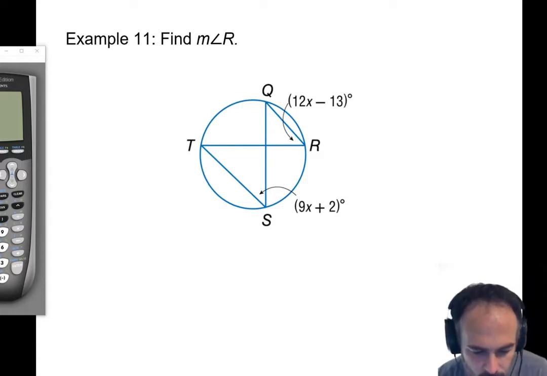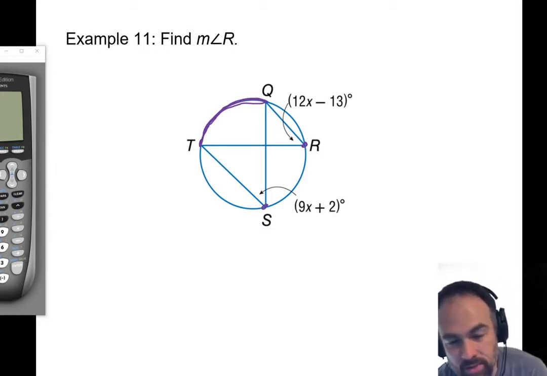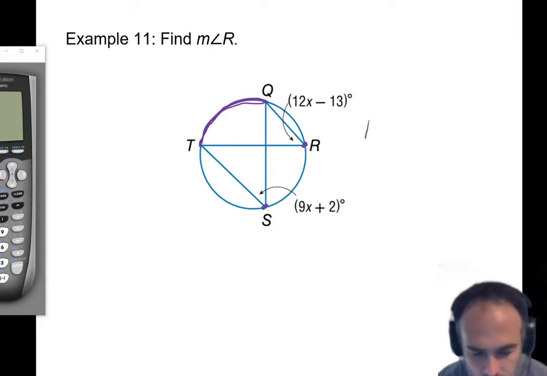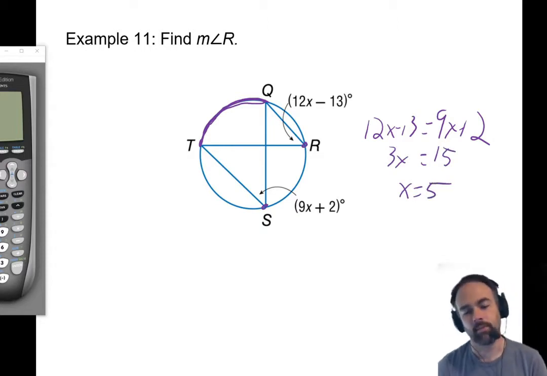Now, over here, we've got angle R and angle S. If I follow S over, it's going to intercept arc TQ. And also notice the angle R also intercepts TQ. What that means is those two angles must be congruent to each other. So 12x minus 13 equals 9x plus 2. Solving on both sides, we're going to subtract 9x, gives me 3x. Add 13, gives me 15. Therefore, x equals 5. Don't take the bait, we're not done yet.